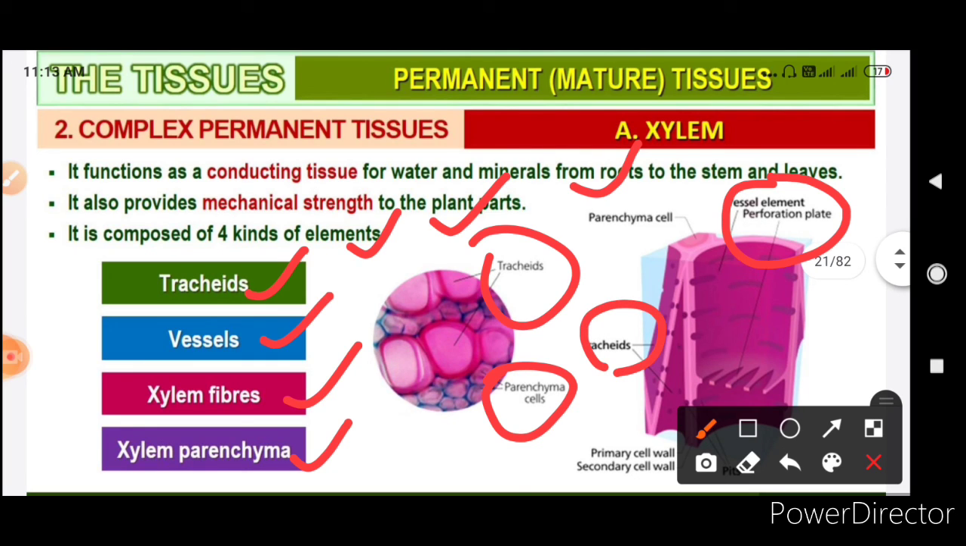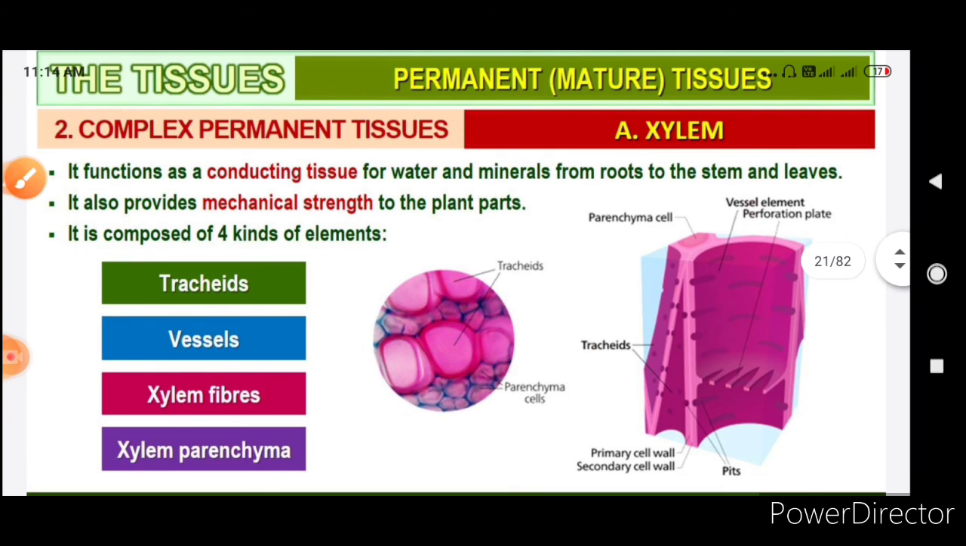Okay, so when we talk about xylem, it functions as a conducting tissue for water and minerals from roots to the stem and leaves, and it provides mechanical strength to the plant parts, and it is composed of four elements, that is tracheids, vessels, xylem fibers and xylem parenchyma.